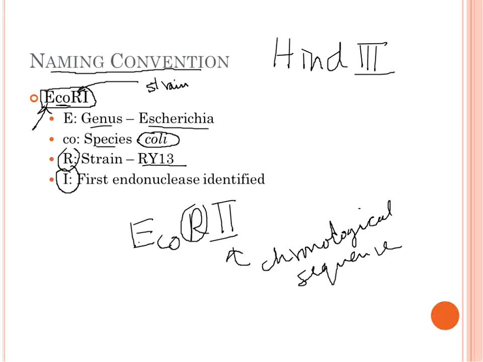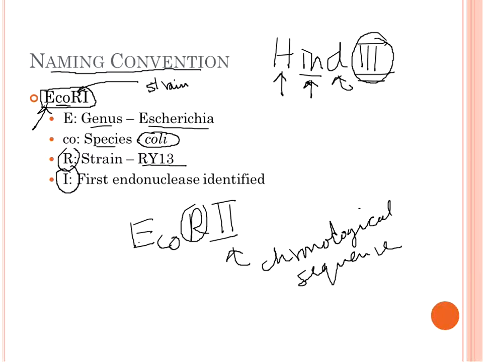Okay, so for example, Hind 3, this refers to Haemophilus influenzae. D refers to the strain. I don't remember the strain. And then 3 is the third enzyme that was isolated from Haemophilus influenzae.